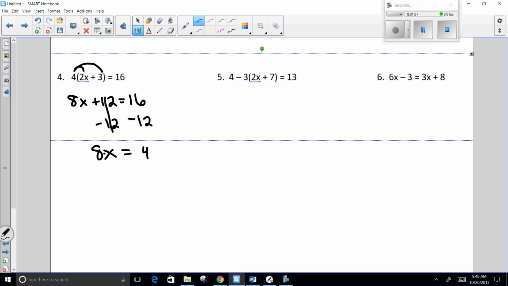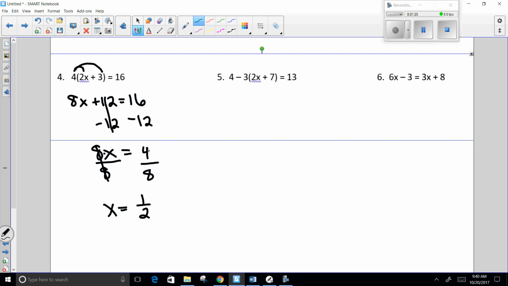Now we have multiplication that we need to get rid of. We divide both sides by 8. When we do that, x equals, because the 8's go away, they reduce out to 1. So we get x equals 4 divided by 8. Use your calculator and reduce the fraction, and you get 1 divided by 2.